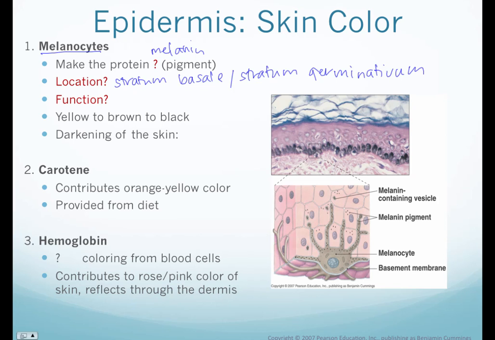And the function of this is to not only give rise to the pigmentation of our skin, but also to provide UV protection. If you go out in the sun quite often, you'll notice that your skin gets darker, because these melanocytes increase the secretion of pigment to help protect the underlying cells.